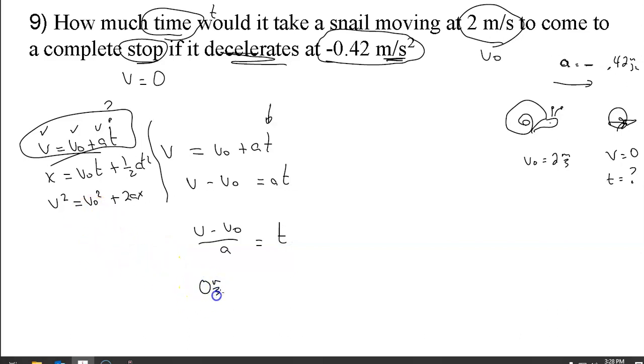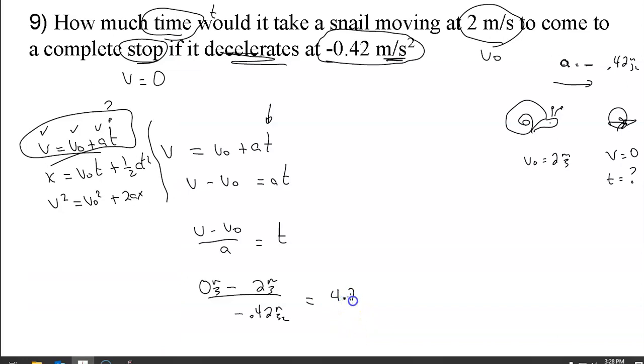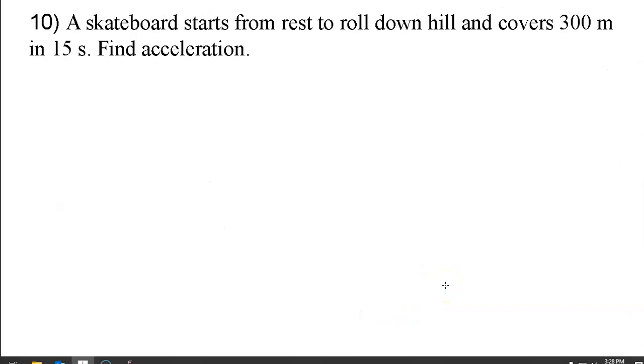This would be 0 meters per second minus 2 meters per second divided by negative 0.42 meter per second squared, and you get a number there, whatever it is. I get 2 divided by, I can't let the negative numbers cancel out. I got a little sloppy with that, but 4.76 seconds would be the thing there. If you put them in, you get the same thing. Good? Okay.